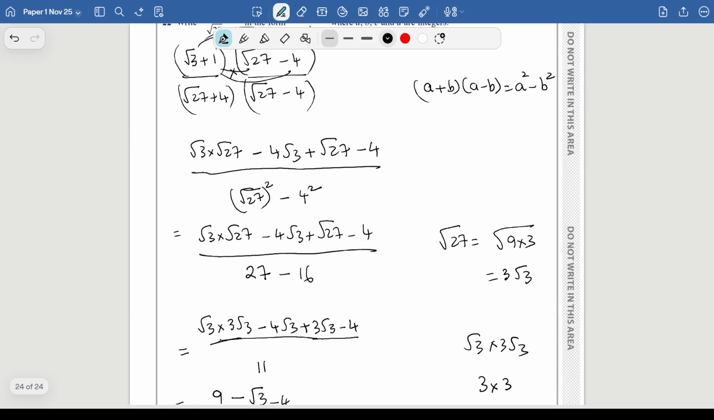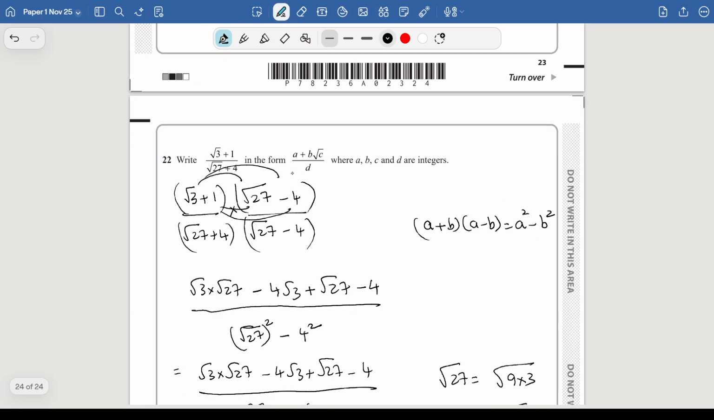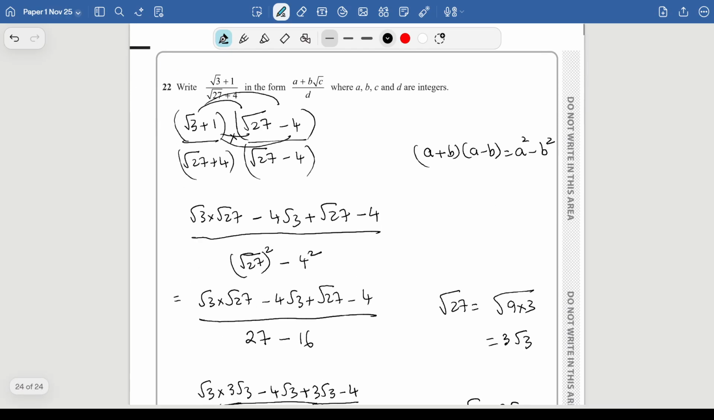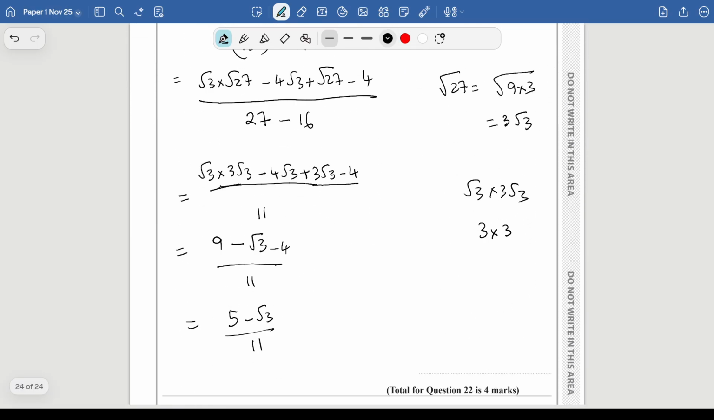So we have simplified this in this form, where it's of the form a plus b root c over d. Did it ask to find the values of a, b, c, d? Well, it didn't ask. So we just need to write it in this form. So that's the final answer.